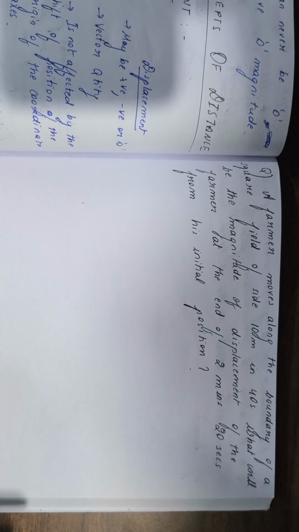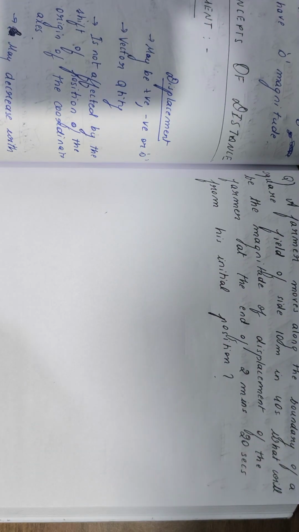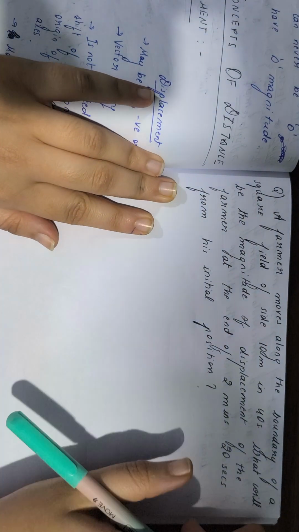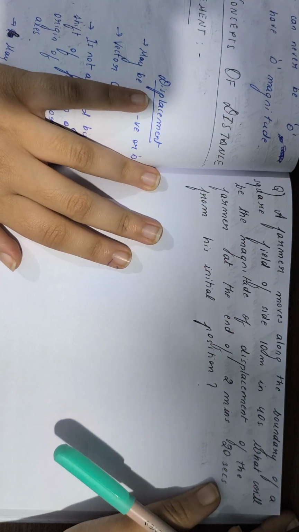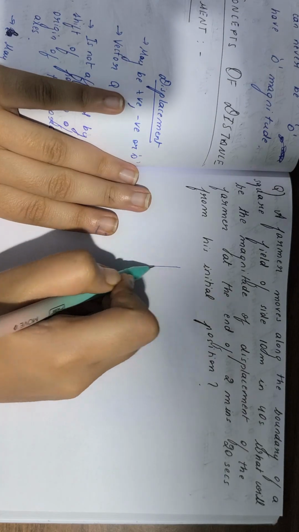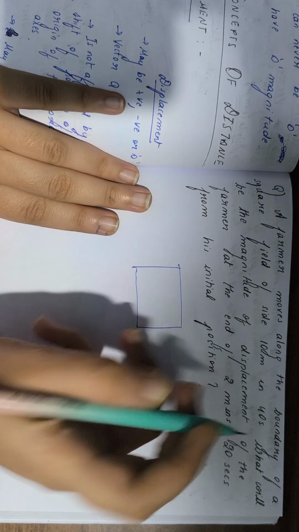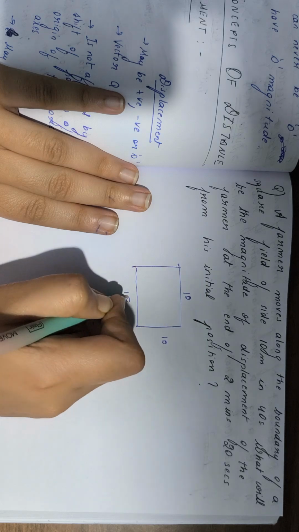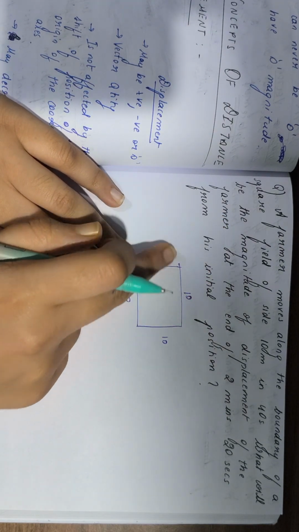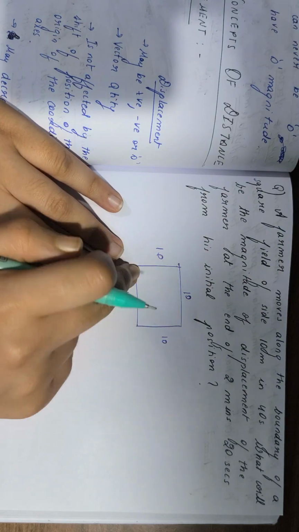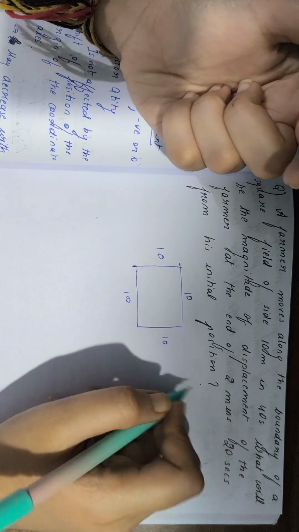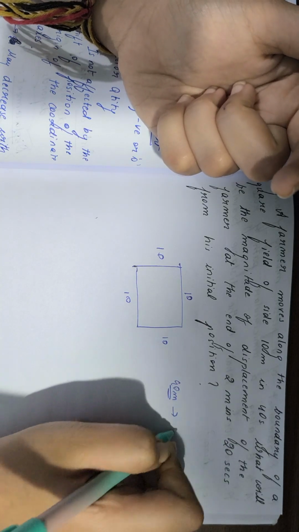Now we have a few questions here. Let's solve these questions. Then we will end this video. A farmer moves along the boundary of a square field of 10 meters. So let's draw the square field here. 10, 10, 10, 10. In 40 seconds. So he moves on the boundary of a square field of side 10 meters in 40 seconds, which means he moved 40 meters in 40 seconds.